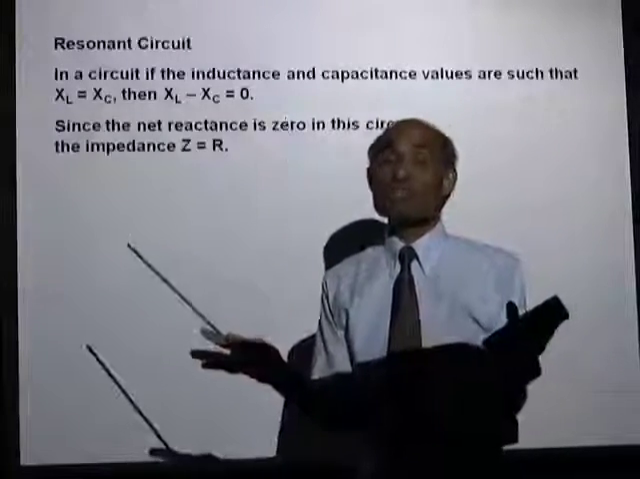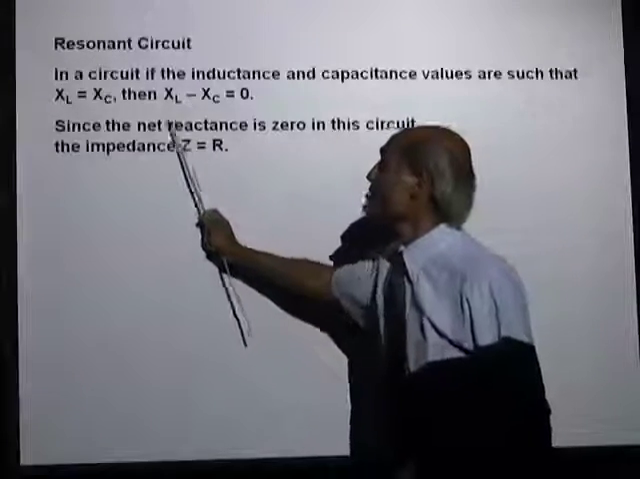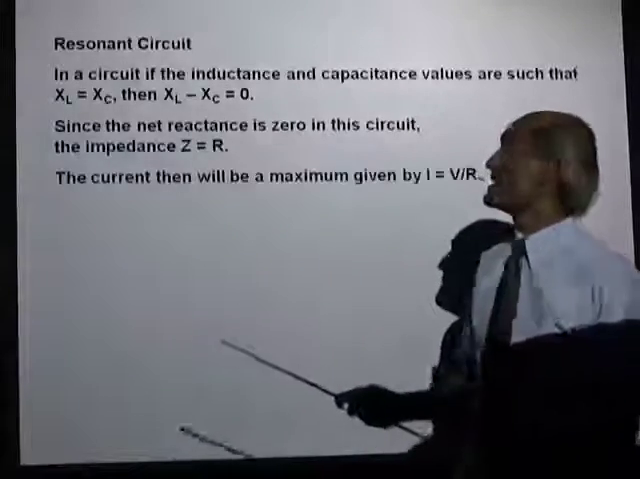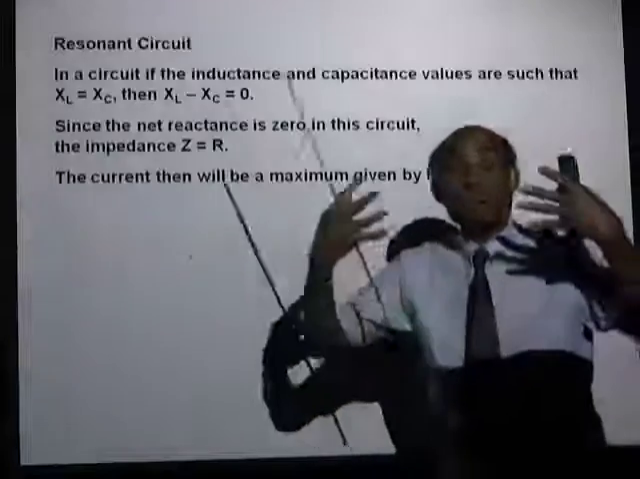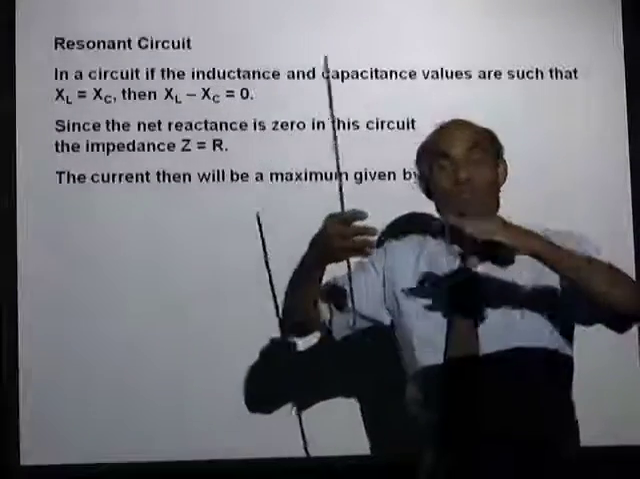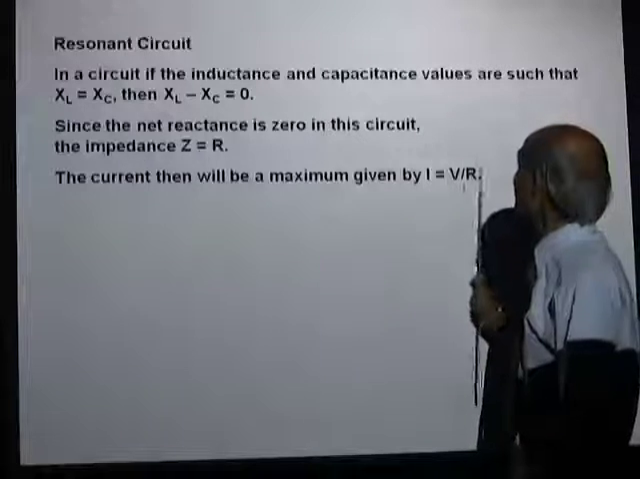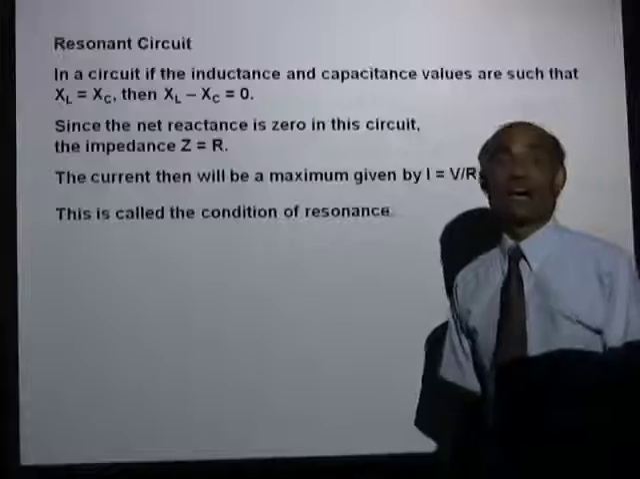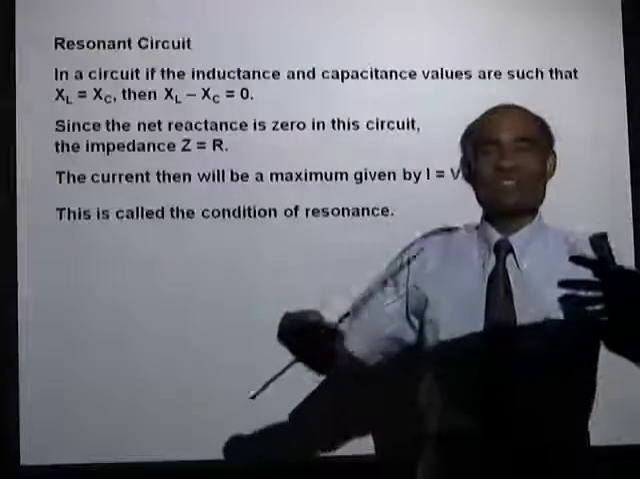Now such a circuit will be controlled only by the resistance. So the total impedance then will be equal to the resistance only. The current then will be a maximum because the net reactance is 0. The maximum current then will be I equal to V over R. And such a circuit is said to be a resonance circuit.